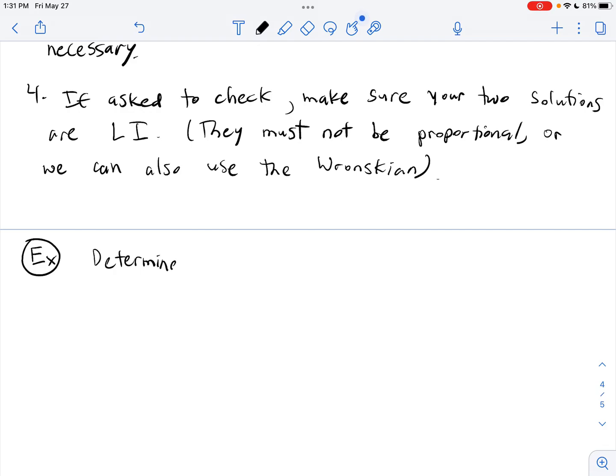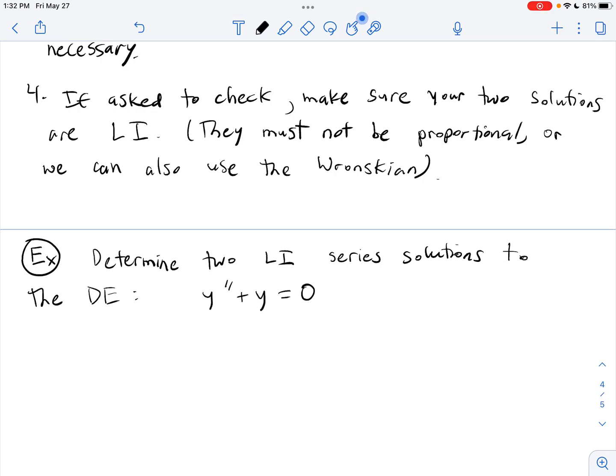Determine 2 linearly independent series solutions to the differential equation y double prime plus y is equal to 0. And I want to say use x equals 0 as the center.